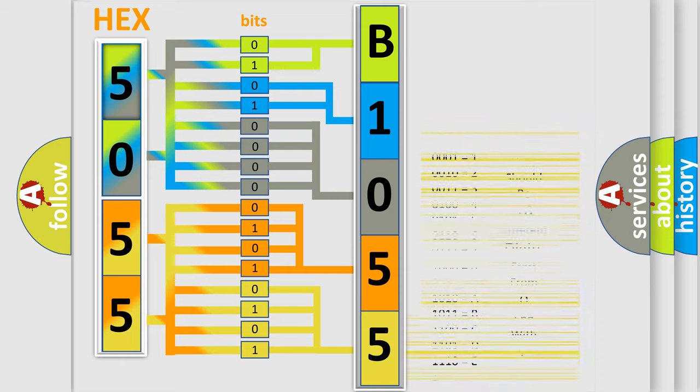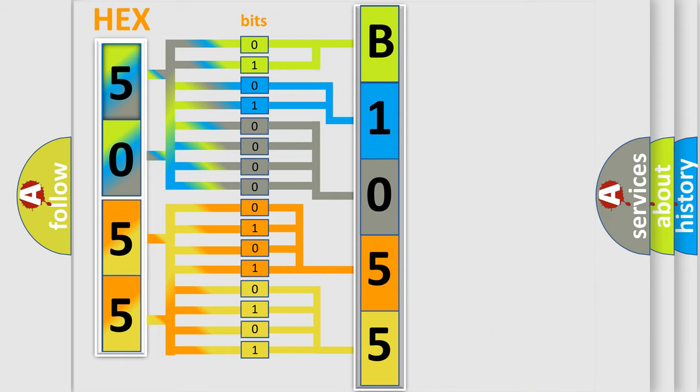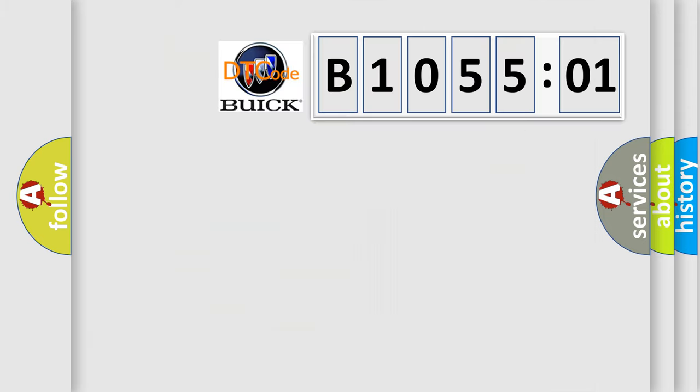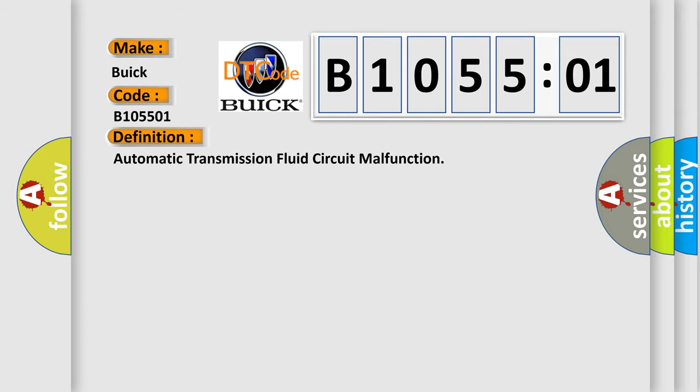We now know in what way the diagnostic tool translates the received information into a more comprehensible format. The number itself does not make sense to us if we cannot assign information to what it actually expresses. So, what does the diagnostic trouble code B1055-01 interpret specifically for Buick car manufacturers? The basic definition is automatic transmission fluid circuit malfunction.